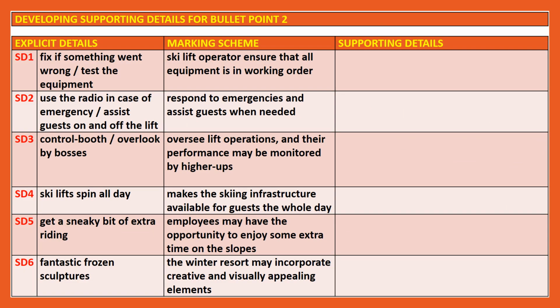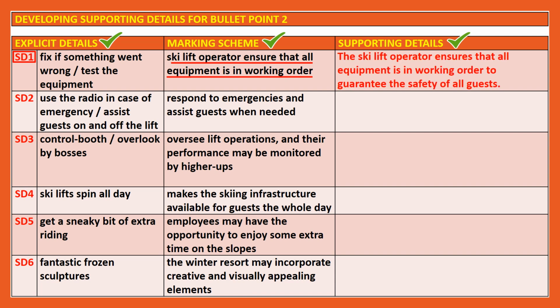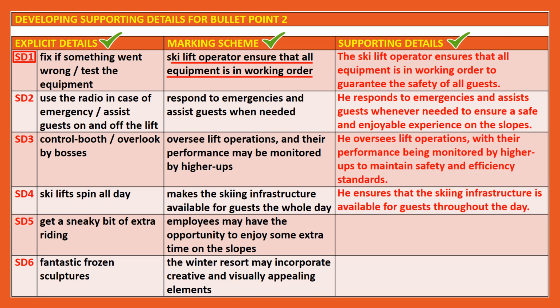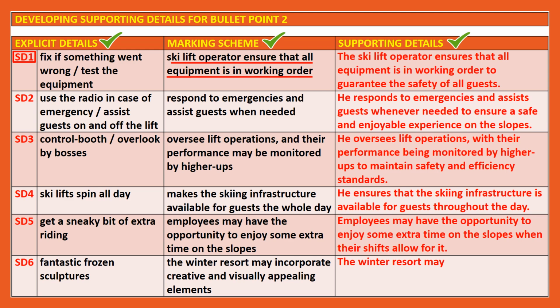Use clues from the explicit details and the marking scheme provided to develop supporting details to be included in body paragraph 2. For example, supporting detail 1: look at the implicit ideas recorded in the marking scheme. Use these ideas and frame a sentence to develop your first supporting detail. Follow the same process and develop supporting detail 2, supporting detail 3, supporting detail 4, supporting detail 5, and supporting detail 6.